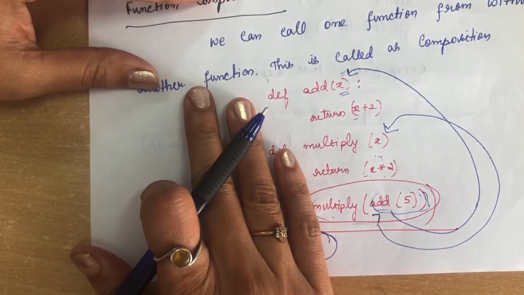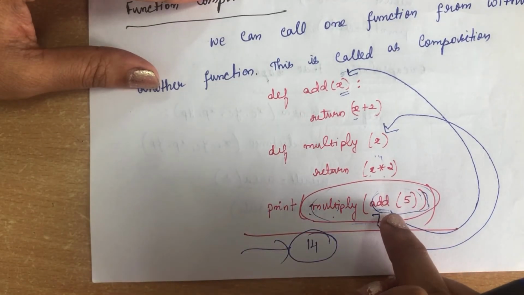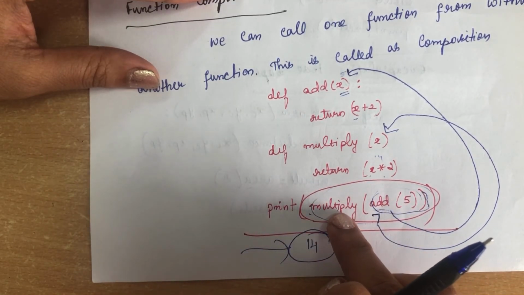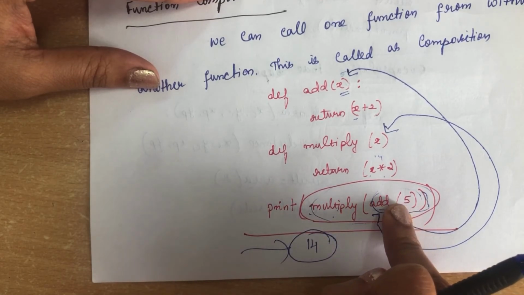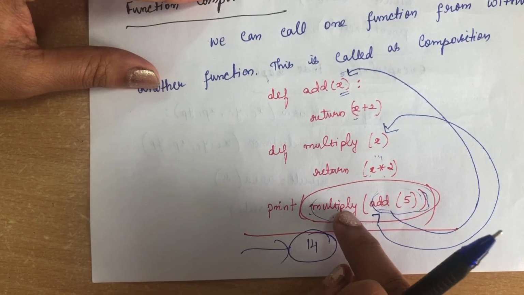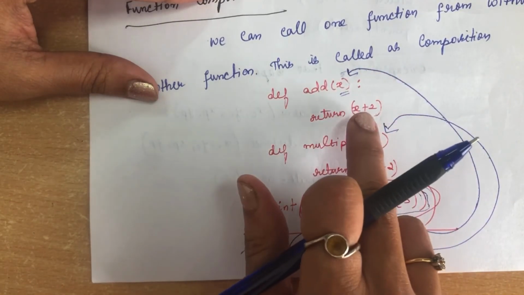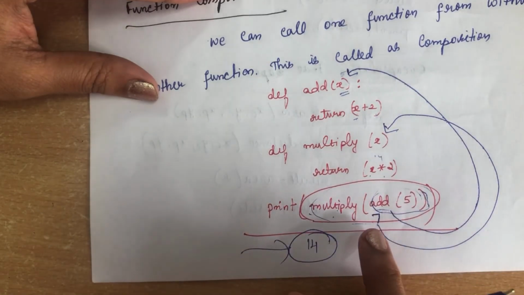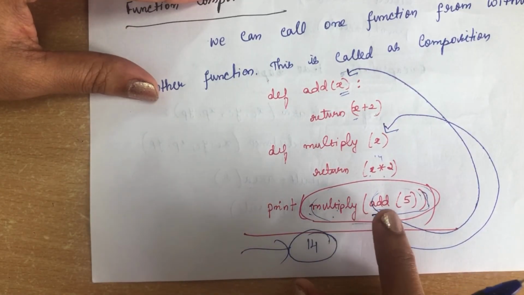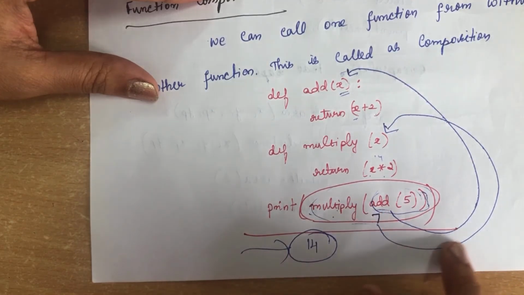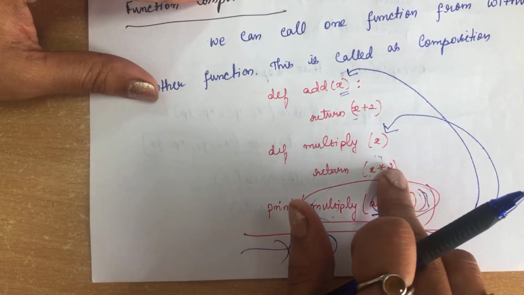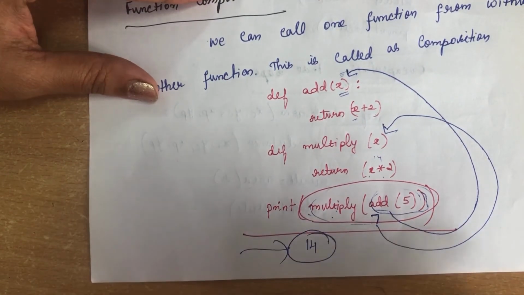So this is called function composition. Calling a function from within another function is called function composition. The output of one function will be taken as the input of the second function. In this case, add of 5 will be called, it will execute and return the value 7, and this 7 will be sent to multiply, and 7 into 2 will be 14. 14 will be considered as the output.